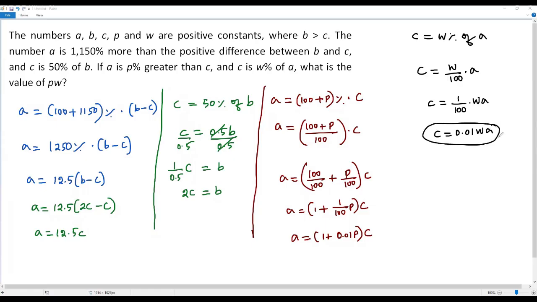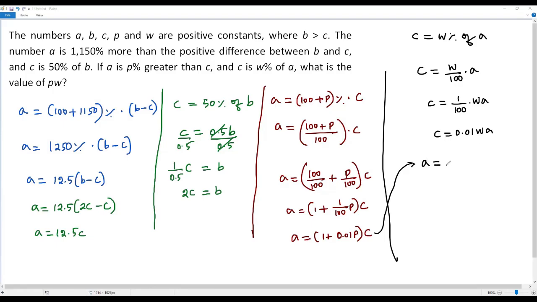Okay, here I got the value of C. Now we can plug in this value for C over here in this equation. Let me take this equation and plug in this stuff for C. Then I'm getting A equals 1 plus 0.01 P times 0.01 WA. We find A on both sides of this equation, so let me divide both sides by A. This A will cancel out, here A will cancel out, and I'm getting 1 on the left side.